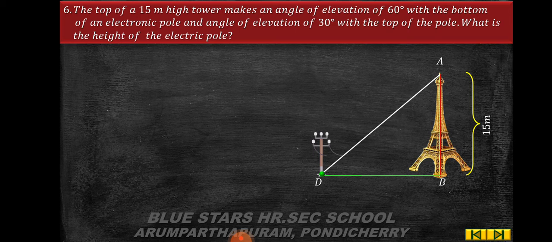Then D is the point of the electric pole. Then join the point from the pole to the top of the tower and name it AD. Then the angle of elevation is 60 degree. Then at the top of the electric pole, join a line to the top of the tower. That angle of elevation is 30 degree. So we don't know the height of the electric pole, so let it be x.